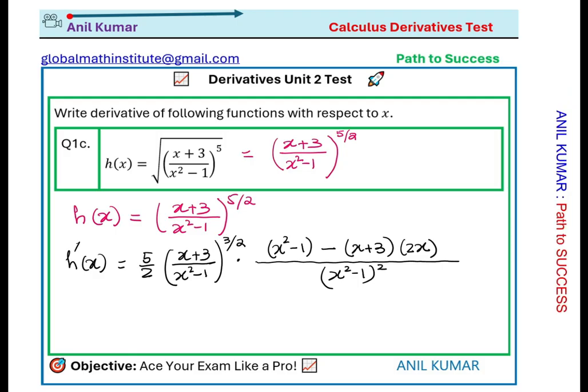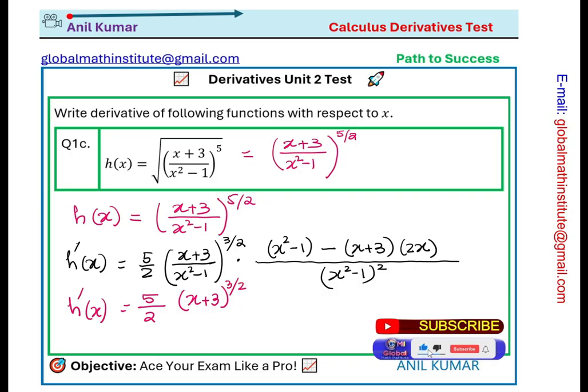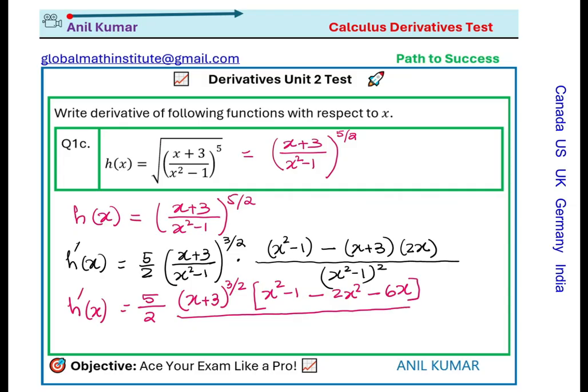So let me do that step here, and then I'll leave it to you to further simplify. You get the whole idea, right? So we have 5 by 2 here, and in the numerator, I'm writing x plus 3 to the power of 3 by 2. Correct. And here in the numerator, we'll open this up, x square minus 1 minus, so open this up, which is minus 2x square minus 6x. Correct? Over x square minus 1.